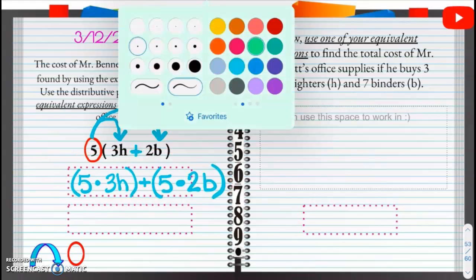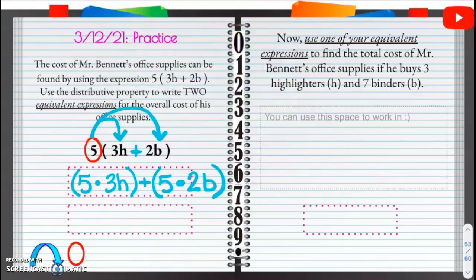When we do that, 5 times 3 times H. What is 5 times 3? 5 times 3 is 15. We're also going to keep that multiplied by H because we don't know what H is yet. We are going to keep that plus. What is 5 times 2? Oh, that's 10. We're going to keep that B. All right, so there are two equivalent expressions. So there's 1 and there's 2.